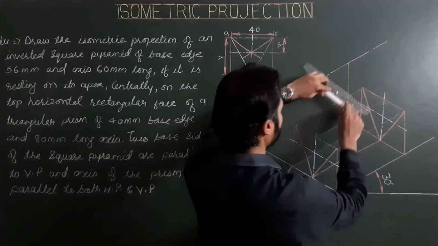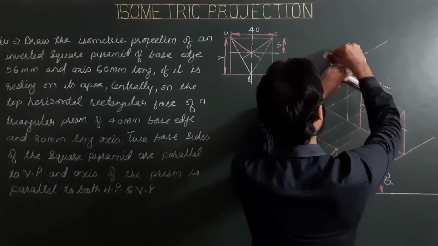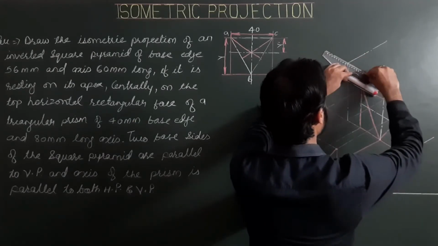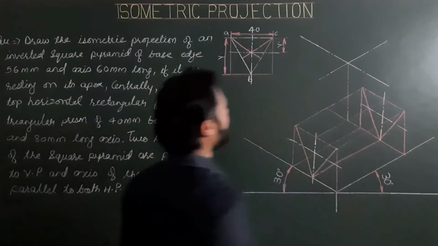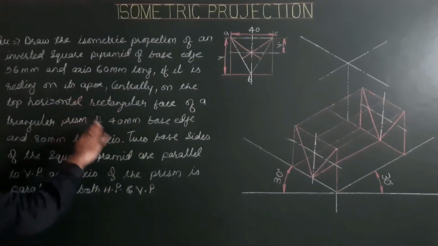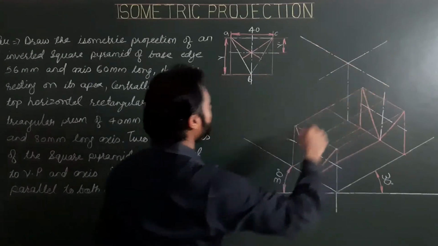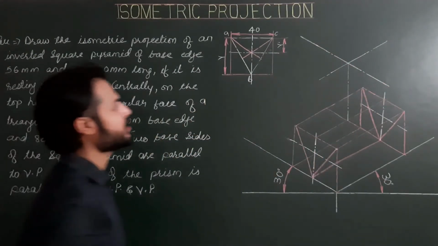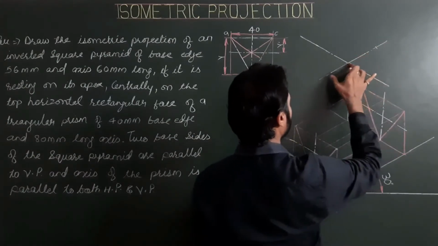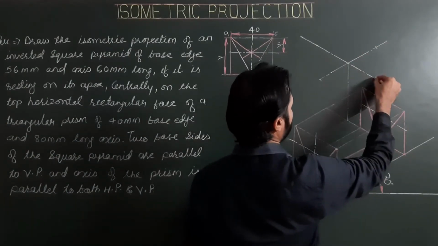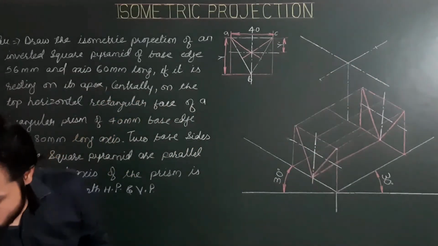Parallel to first ISO axis and parallel to second ISO axis. Okay, now we have to mark limits of 56, half of 56 along these two center lines. So half of 56 is 28, from the center 28, 28, 28 and 28.